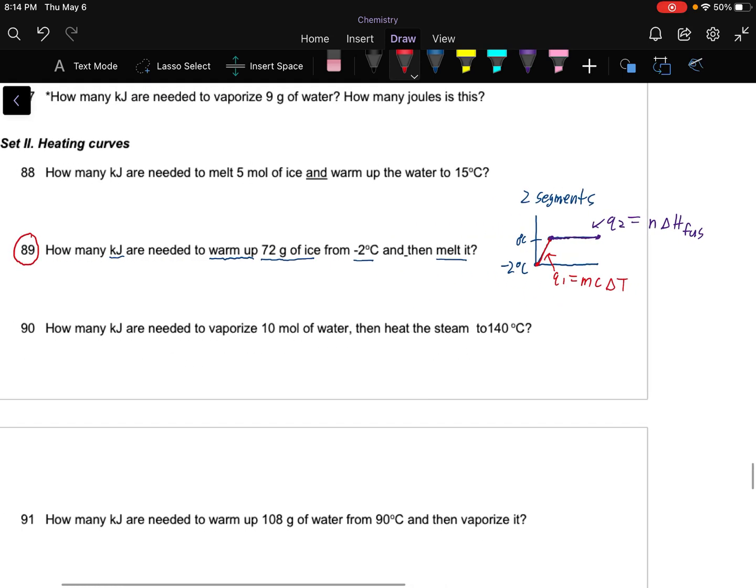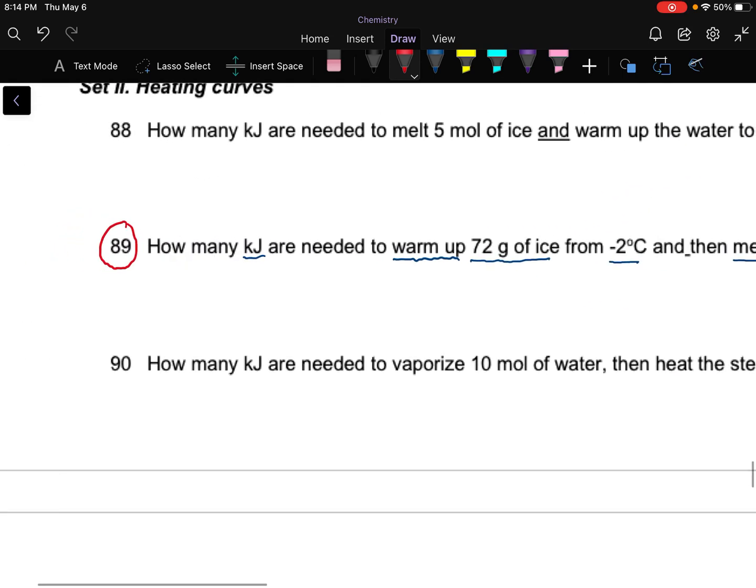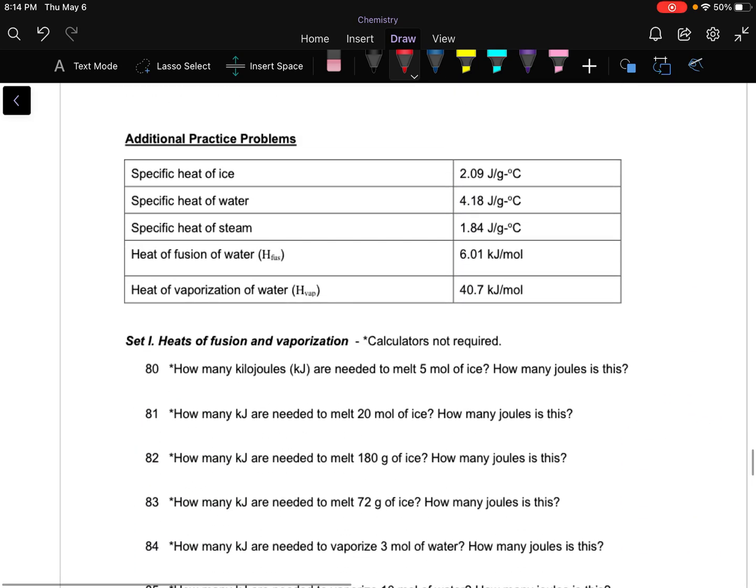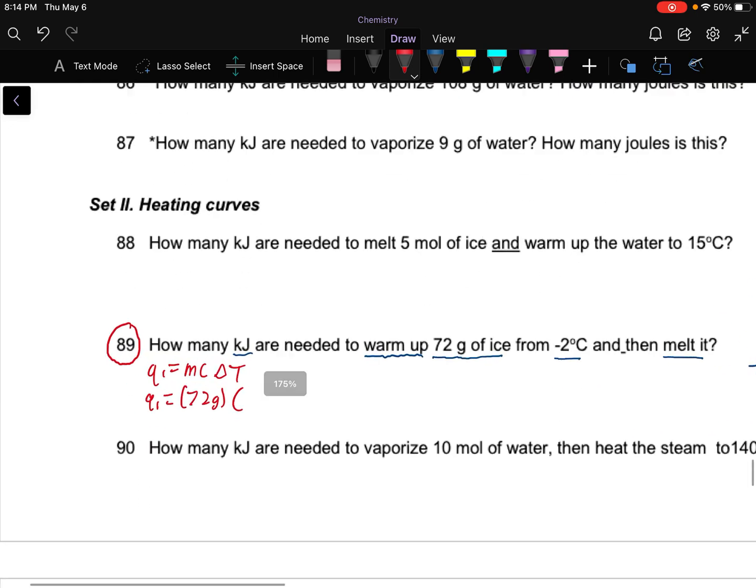So I'm going to go ahead and calculate these values. So Q1 equals mc delta T. And the mass, we're given that it's 72 grams. The specific heat of ice, let's go up here to this table. Specific heat of ice, that's 2.09 joules per gram times degrees Celsius.